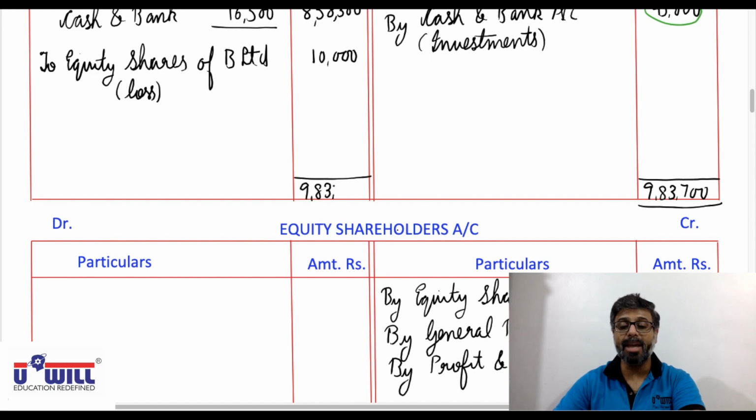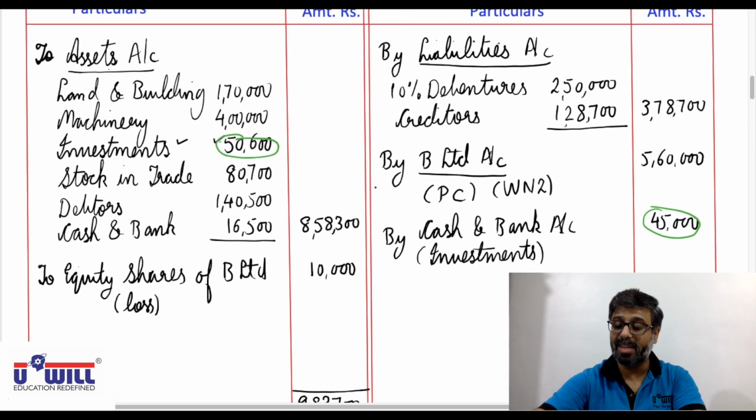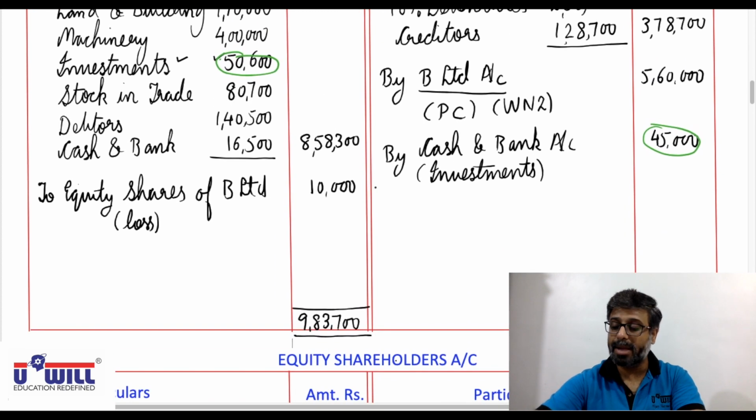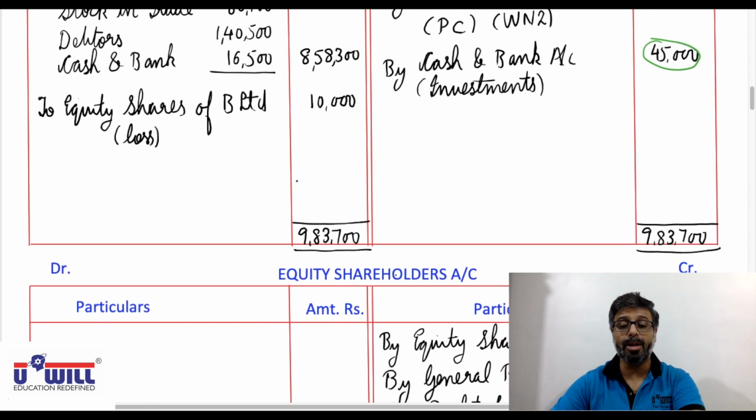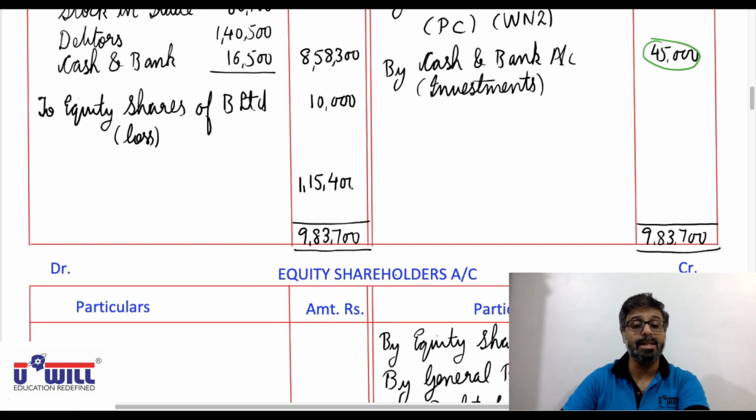9,83,700 minus, subtract the debit side amounts, minus 8,58,300 minus 10,000, so 1,15,400. That is the amount of profit. Credit side is more.